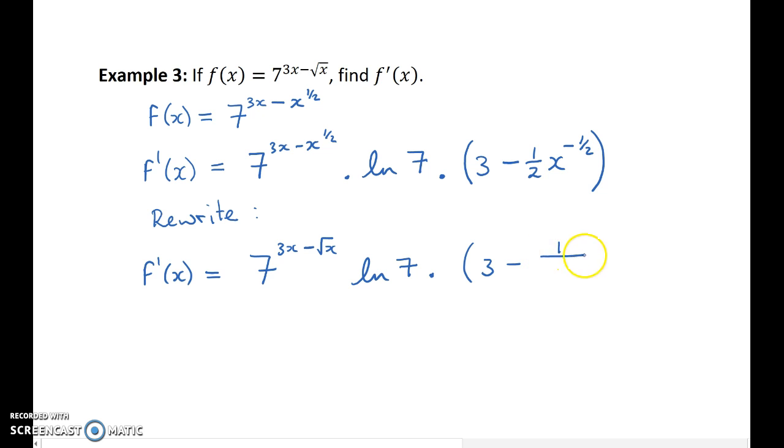We're going to rewrite that. We've got 2 in the bottom. X has a negative power on it, so the x goes under the line as well. And the power on it was 1/2, so it's the square root of x.